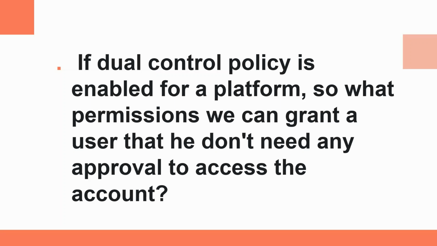So if a user doesn't need that approval, what permission should he have? If you remember the workflow, there is a permission: access safe without any confirmation. That particular user must have that permission. So even if dual control is enabled, he will still not need that approval because he has that access. So that's the permission. Okay.